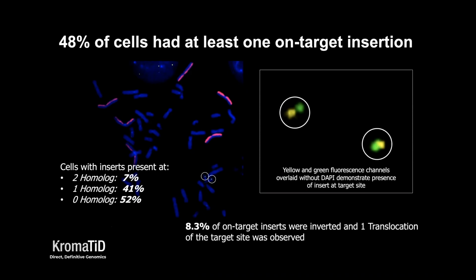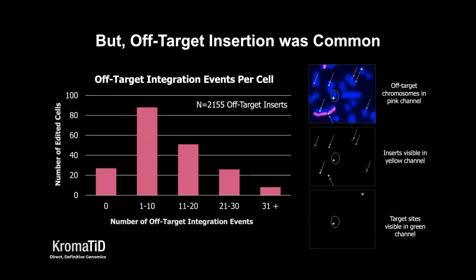However, a little under 10% of the inserts at the target site appeared to be inverted or inserted in the incorrect orientation. Insertion at apparently random off-target sites scattered throughout the genome was also common, with the majority of the cells having multiple off-target integration events. Whether these off-targets are functional insertions, however, is up for debate.